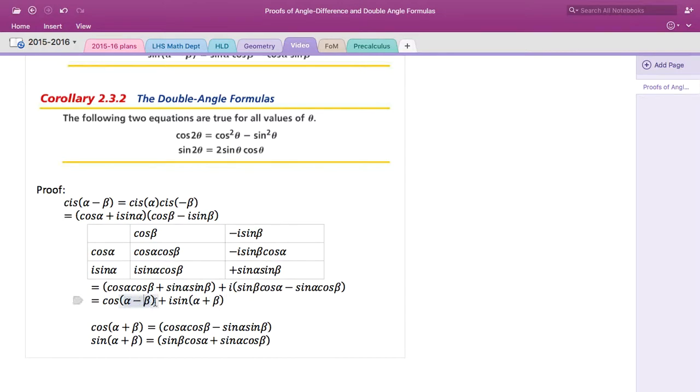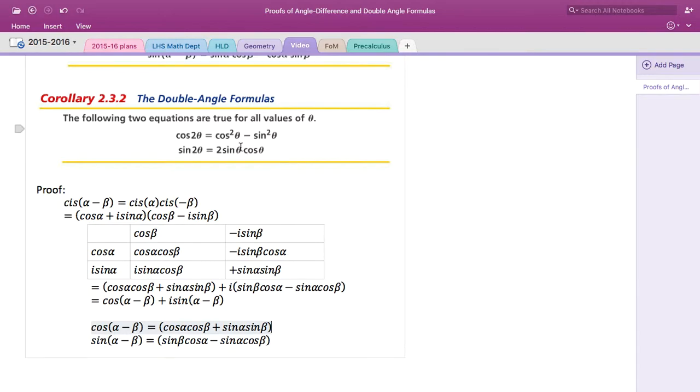which is going to be the same as cosine alpha minus beta plus I sine alpha minus beta. So cosine alpha minus beta should be equal to cosine alpha cosine beta plus sine alpha sine beta. And sine alpha minus beta will be sine alpha cosine beta minus cosine alpha sine beta.